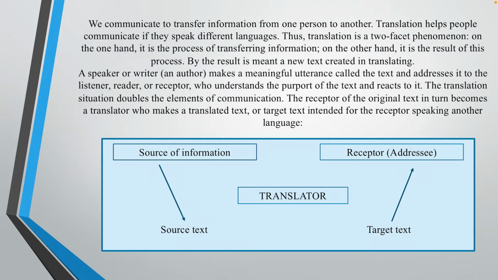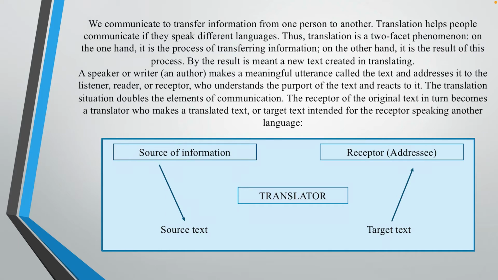We communicate to transfer information from one person to another. Translation helps people communicate if they speak different languages. Thus, translation is a two-faced phenomenon. On the one hand, it is the process of transferring information. On the other hand, it is the result of this process. By the result is meant a new text created in translating.